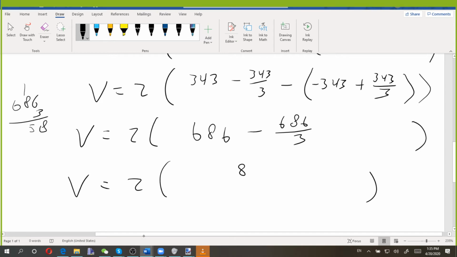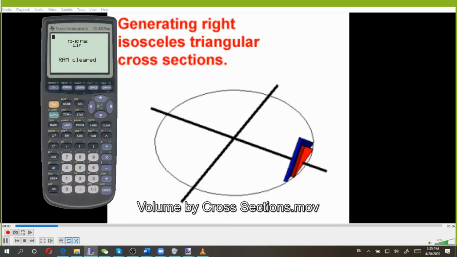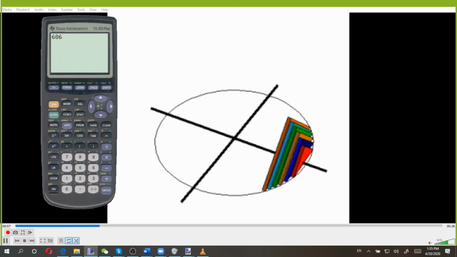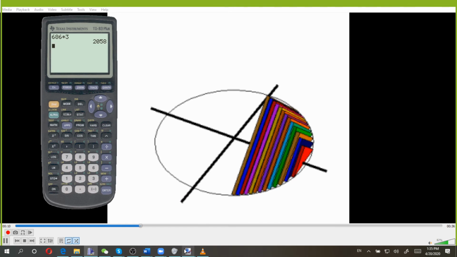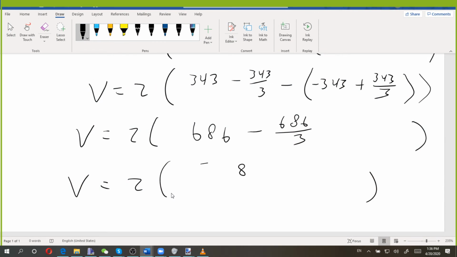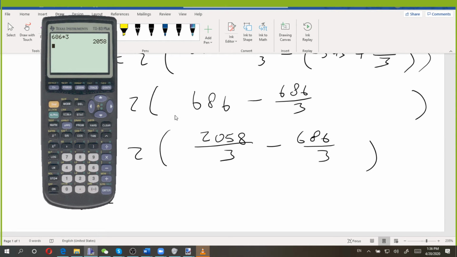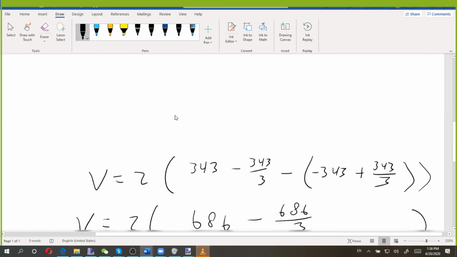I don't think I did that right. I need to get more sleep. 686 times 3. Yeah, I did not. 2058. Okay, minus 686 over 3. Let's keep it this then. So I've got 1372 over 3 by 2 is 2744 over 3, which I don't think reduces. It does not. Okay.